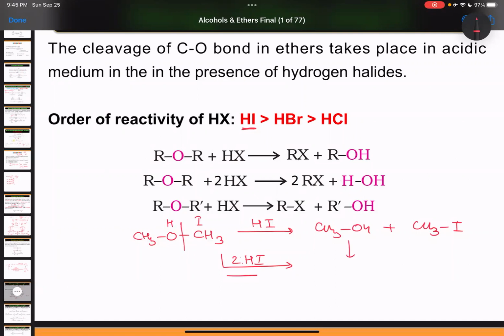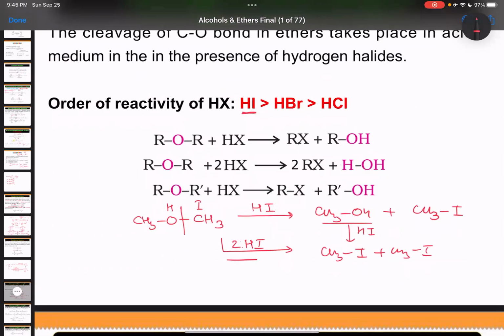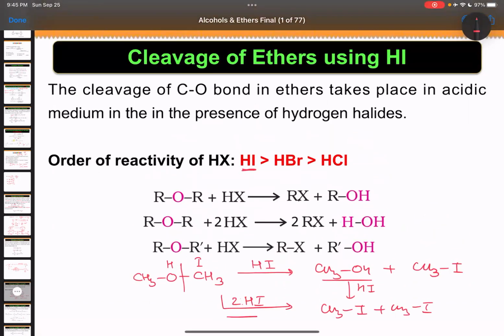Actually, when you took 2 moles, Hanifa, the alcohol is going to react again with HI, so you are going to get CH3I and CH3I. So you are going to end up with 2 moles of CH3I, right? So this is a very, very important thing. But always, this thing is going to happen. So tell me, what about this one?